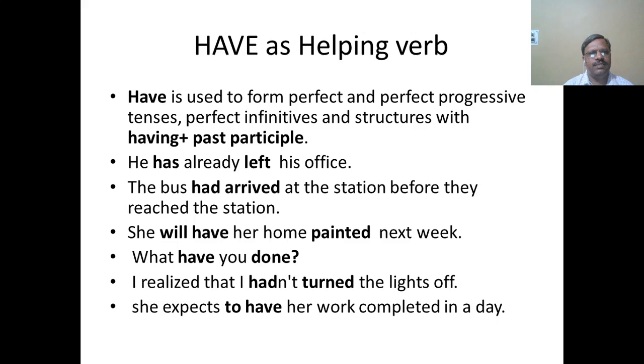And the last primary auxiliary is have. As an helping verb, it is used to form the perfect and perfect progressive tenses, perfect infinitives, and structures with having plus past participle form. ಹ್ಯಾವನ್ನು ಹೆಲ್ಪಿಂಗ್ ವರ್ಬ್ ಆಗಿ ಪ್ರೆಸೆಂಟ್ ಪರ್ಫೆಕ್ಟ್ ಟೆನ್ಸನ್ನು, ಪರ್ಫೆಕ್ಟ್ ಕಂಟಿನ್ಯೂಸ್ ಟೆನ್ಸನ್ನು ಫಾರ್ಮ್ ಮಾಡಲಿಕ್ಕೆ, ಪರ್ಫೆಕ್ಟ್ ಇನ್ಫಿನಿಟಿವ್ಸ್ ಆ್ಯಂಡ್ ಸ್ಟ್ರಕ್ಚರ್ಸ್ ವಿತ್ ಹ್ಯಾವಿಂಗ್ ಪ್ಲಸ್ ಪಾರ್ಟಿಸಿಪಲ್ ಫಾರ್ಮಲ್ಲಿ ಇರಲಿಕ್ಕೆ. He has already left his office.